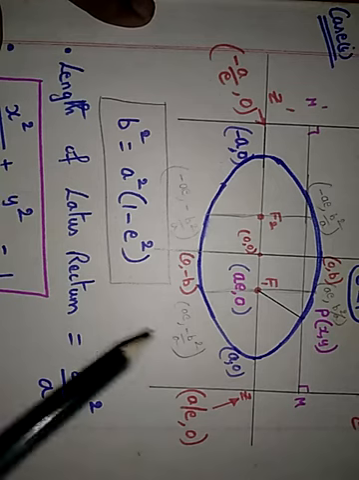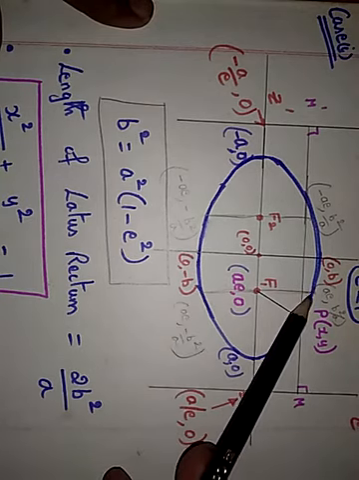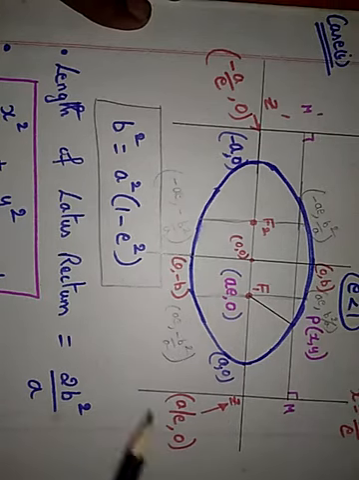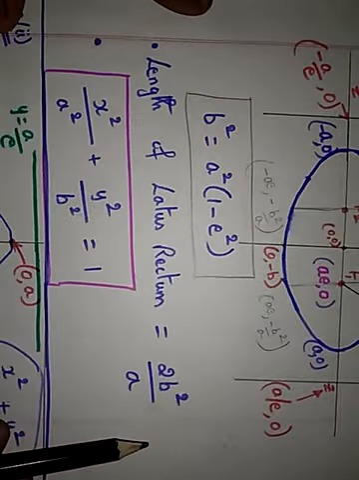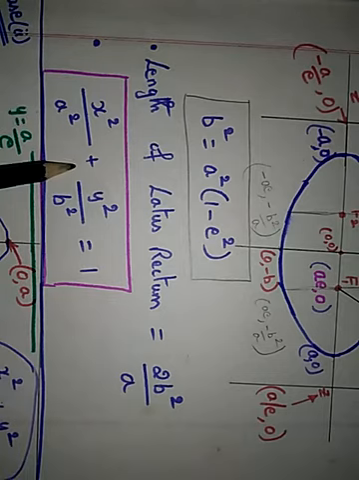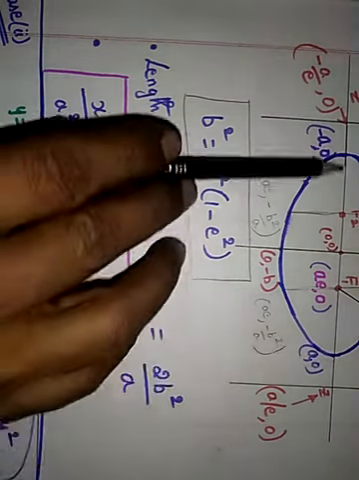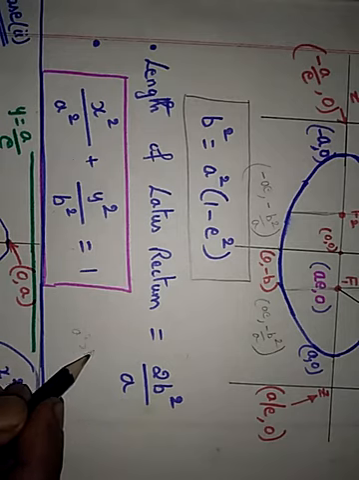The length of the latus rectum from this point to this point. Here we have b squared by a, and here you have b squared by a. If you add these two, you will get 2b square by a. Okay. So the general equation of horizontal ellipse is x square by a square plus y square by b square is equal to 1. And this is the major axis. That is a square is greater than b square.